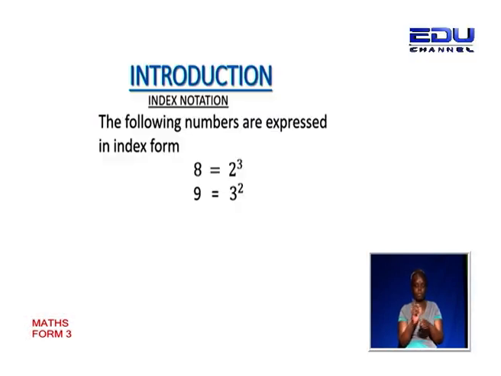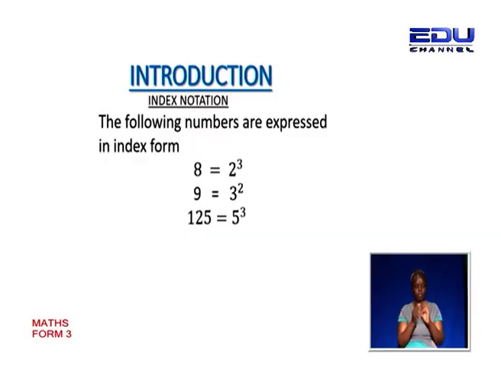In a similar way, if I'm given 9, I can write 9 as 3 squared, and therefore 3 squared is the index notation of the number 9. In the same way, if I have 125, I can break it to 5 raised to power 3, and that is the index form of expressing numbers.